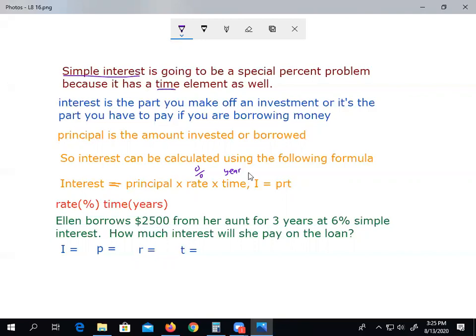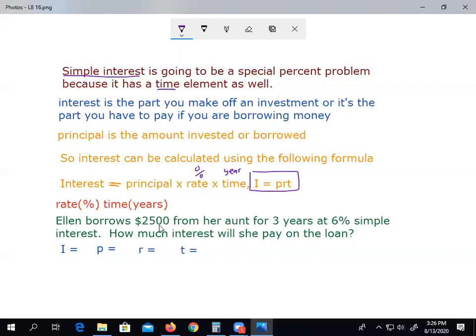A lot of times on the GED formula sheet, the formula will be written in this form right here, where I for interest equals the principal times the rate times time. So P will be the principal, which is the amount borrowed or invested, and the rate will again be your percent, but remember it's got to be in decimal form, and your time is going to be in years. So let's look at this example.